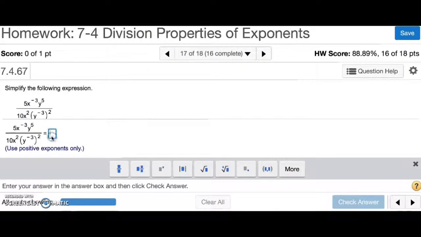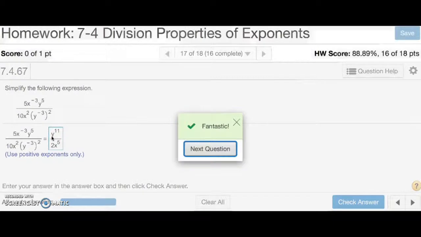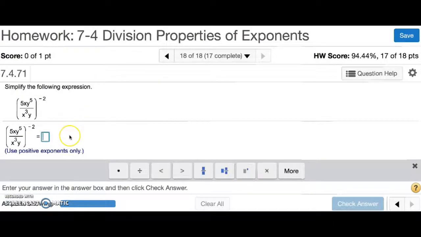Typing it in, we have y to the 11 over 2x to the fifth. That's number 17. 18 is asking you to simplify the following expression.